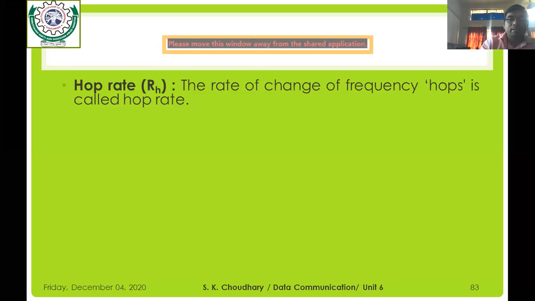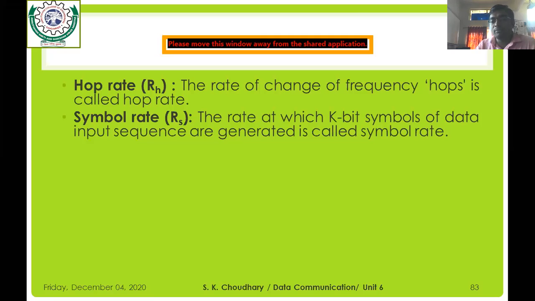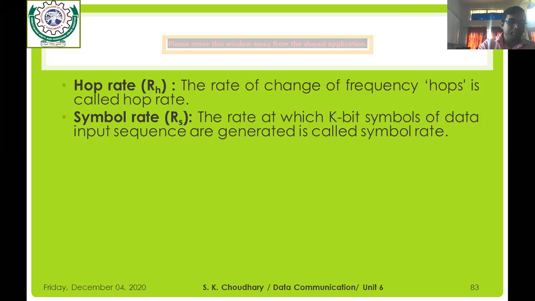So we have to see some important parameters of this slow frequency hopping. First is hop rate, that is RH. The rate of change of frequency hops is called hop rate. Second one, symbol rate. The rate at which the k-bit symbols of the data input sequence are generated is called symbol rate. So these two are very important parameters that we have to remember during the analysis of the slow frequency hopping and the fast frequency hopping.